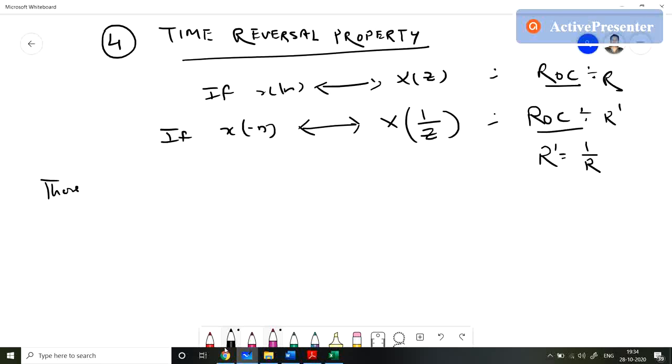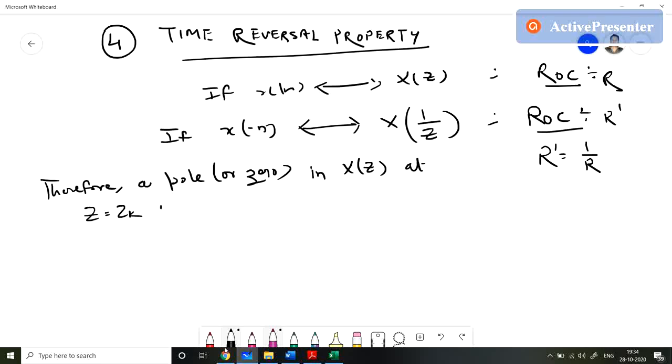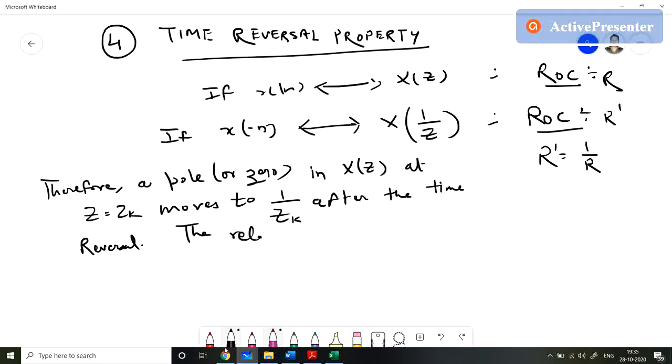Therefore, a pole or zero in X(z) at z equals zk moves to 1 divided by zk after the time reversal.